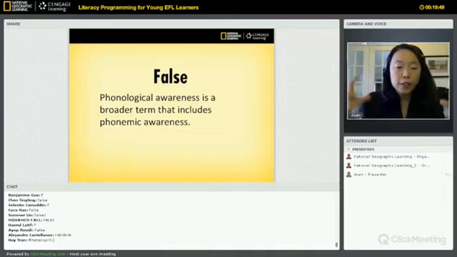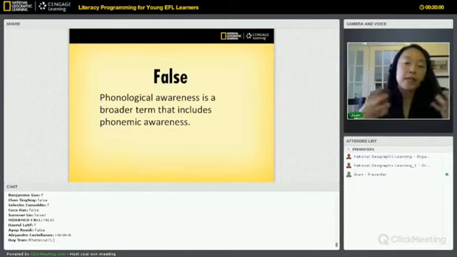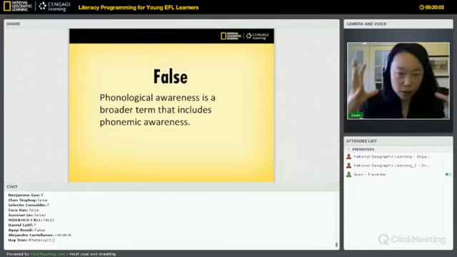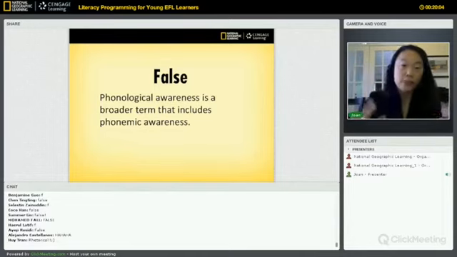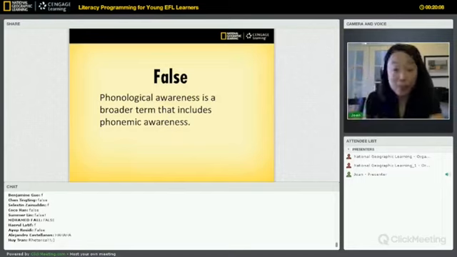Phonological awareness is being able to identify and manipulate larger parts of spoken language. So we're talking about rhyming, understanding the word as an entity, syllables, and even alliteration, understanding that you can recognize when words start with the same letter.